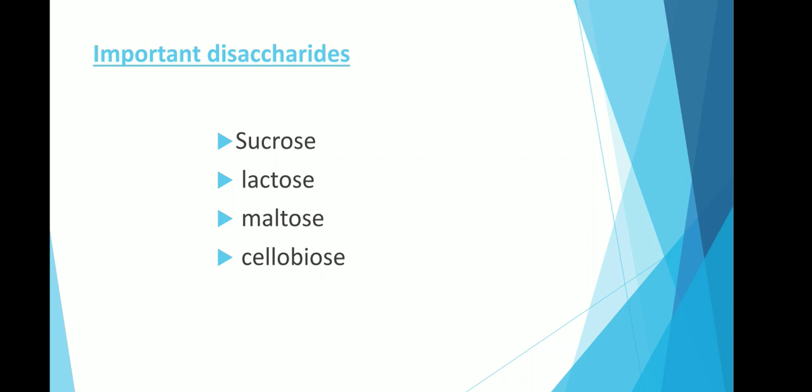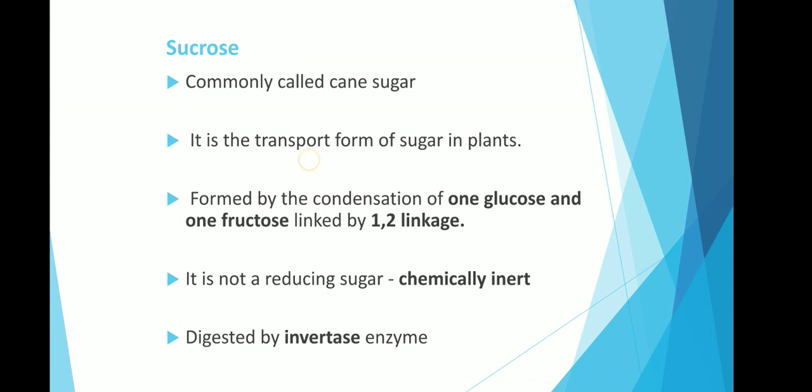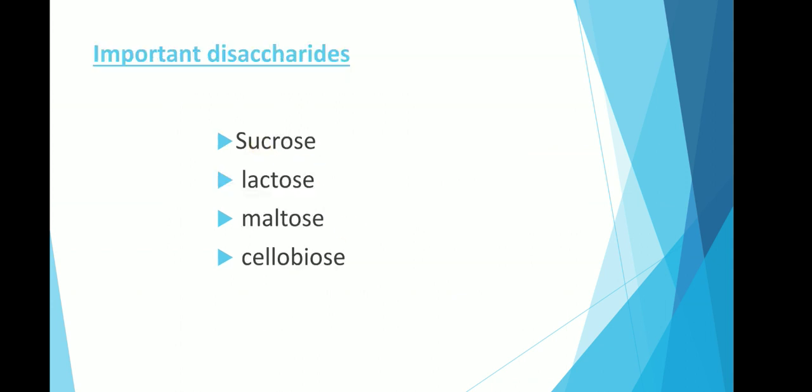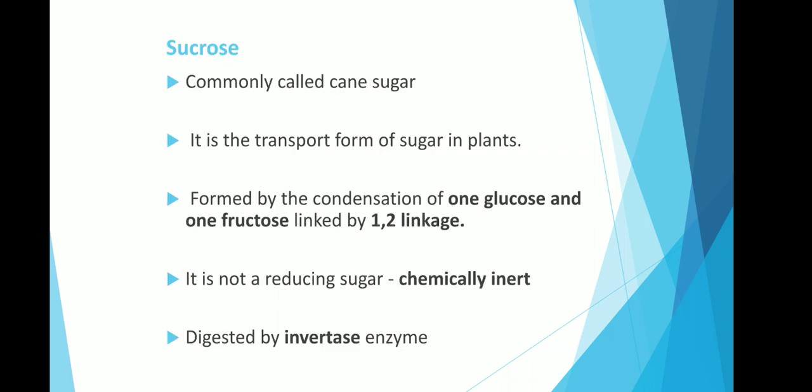You know, as the name implies, disaccharides. Two saccharides are present. Two monosaccharides are combined together to form a disaccharide. So all these disaccharides, sucrose, lactose, maltose, cellobiose, all are containing two monosaccharide units. First is sucrose.